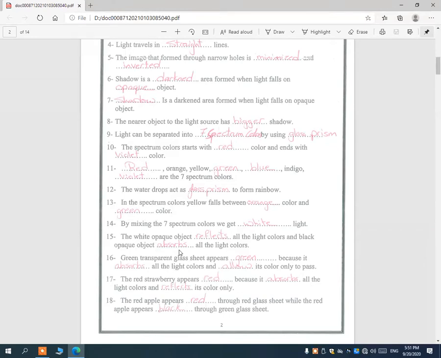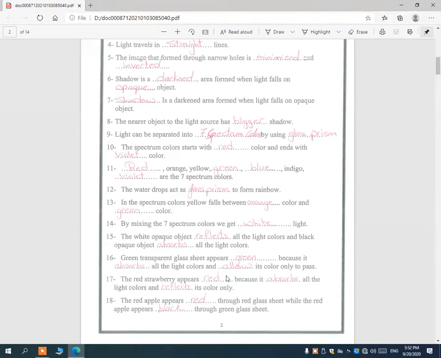Number 16, green transparent glass sheet appears dots because it dots all light colors and dots its color only. Again, the green transparent glass sheet appears green, of course. It appears green because it absorbs all light colors and allows its color only to pass. Transparent always takes allow.